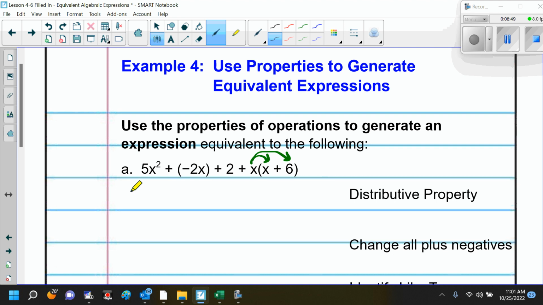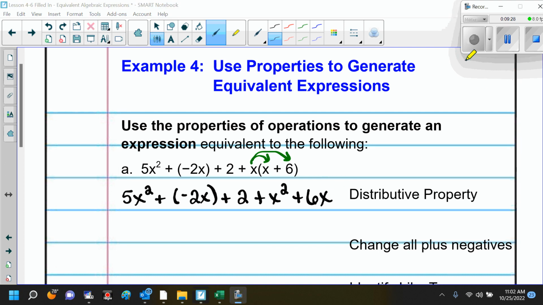So here we're going to rewrite 5x squared plus a negative 2x plus 2. Now, here's our distributive property. We have x times x. What is x times x? That is x squared. Very good. So, plus x squared. And then we have x times positive 6, which is 6x. What kind of 6x? Positive. So, positive 6x. Make sure you write that down.